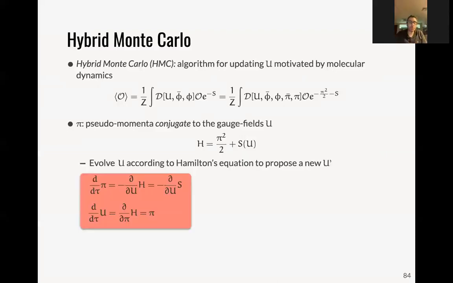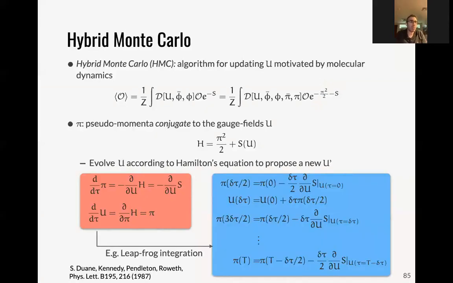And what does that allow us to do? Well, it allows us to evolve the pi's and the U's here, so these variables, in a way that will not change H. And so that will not change this probability here. So if we evolve U according to Hamilton's equations, then we can arrive at a trial U prime, which has not changed the probability here, right? Because we know how to evolve these U's in a way that this Hamiltonian remains constant by using Hamilton's equations. So practically what we do is really we use some symplectic integrator, like for example, the simplest case is leapfrog here.